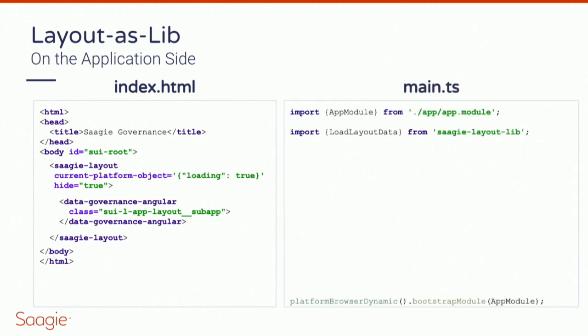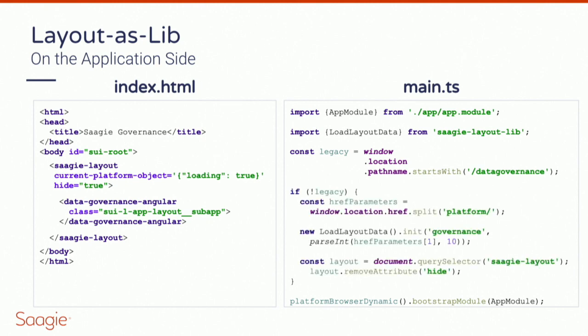Now, in the main TypeScript page, we're going to look at the path to determine if we are in legacy mode or not. And if we are not, we are going to do two things. First, we're going to call the init method on the load layout data class, passing it proper parameters. So here it's governance, the name of the application, and the platform we are currently on. And we're going to call our Saagie-Layout component through the DOM and ask it to become visible. And on the application side, that's all. That's all it takes to modify the existing application.